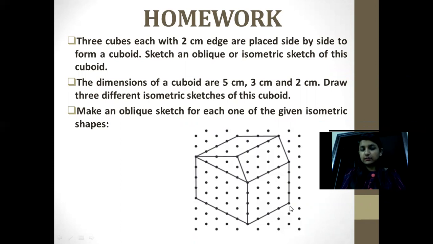They have given 5 centimeters, 3 centimeters, and 2 centimeters, as I have drawn on the dotted paper. Similarly, you have to draw the same. The third question says to make an oblique sketch for each one of the following given isometric shapes. So this is quite easy and interesting. I hope you all would be doing so.